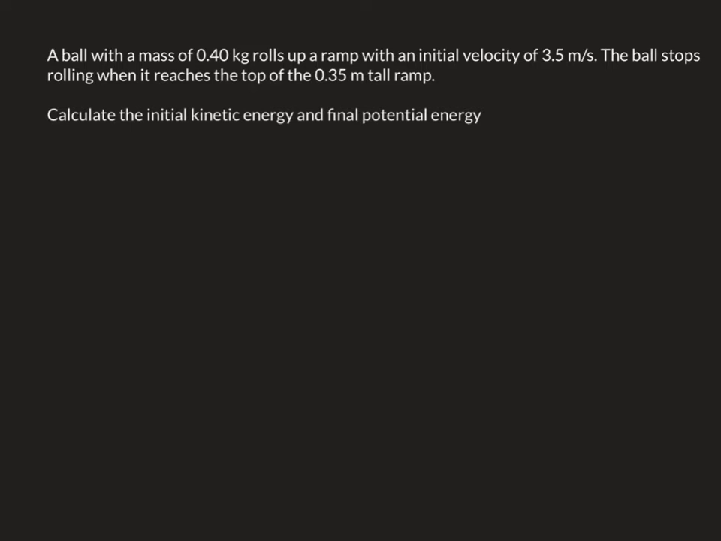All right, so we're going to start out with an example here. Let's imagine that I have a ball with a mass of 0.40 kilograms, and it rolls up a ramp with an initial velocity of 3.5 meters per second. The ball stops rolling when it reaches the top of our 0.35 meter tall ramp. And the question says calculate the starting kinetic energy and then the final potential energy.